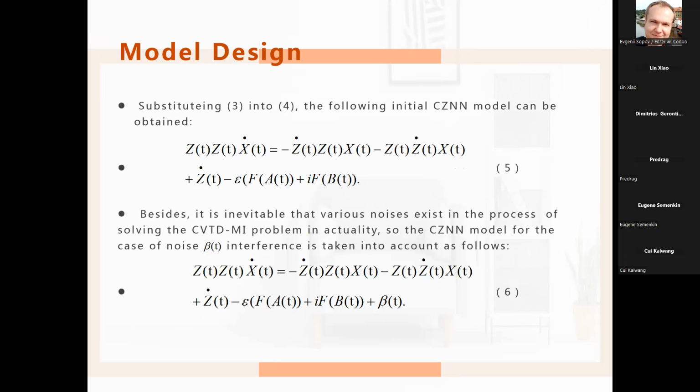Substitute 3 into 4, and the following initial ZNN model can be obtained. That is equation 5. Besides, it's inevitable that various noises exist in the process of solving the CVTD matrix inversion problem actively. So the conventional zeroing neural network model for this case, with noise beta(t) interference, is taken into account as follows. That is equation 6. Beta denotes noise interference.